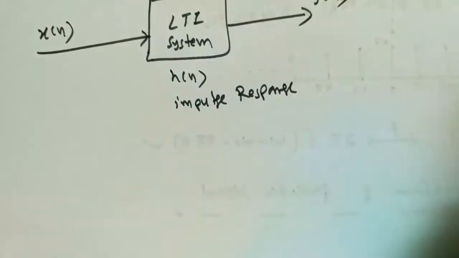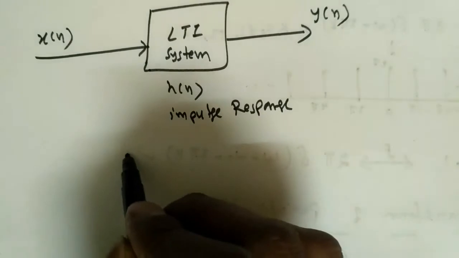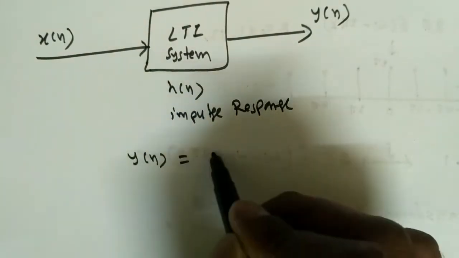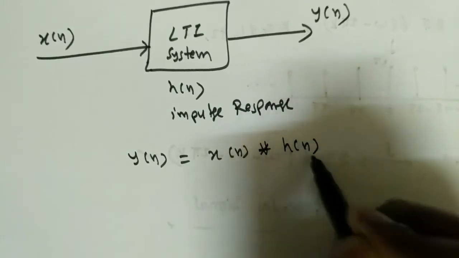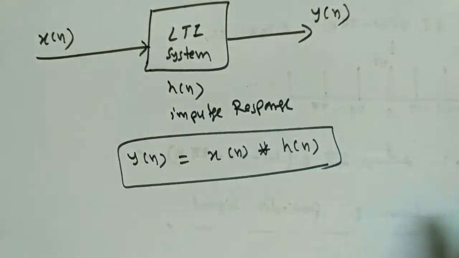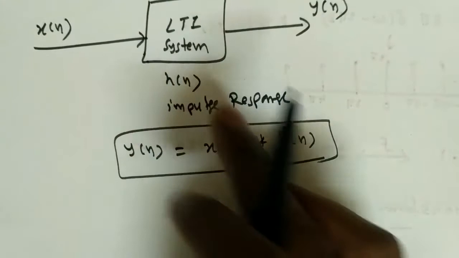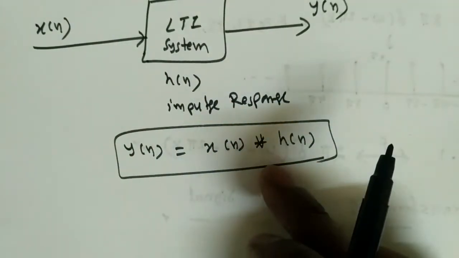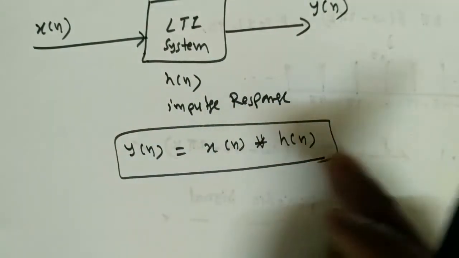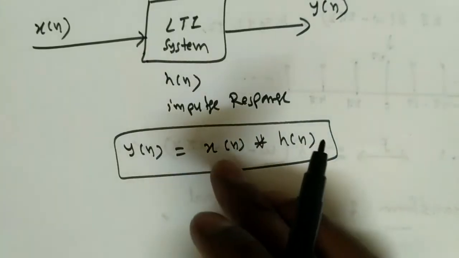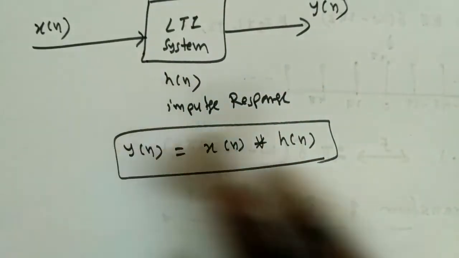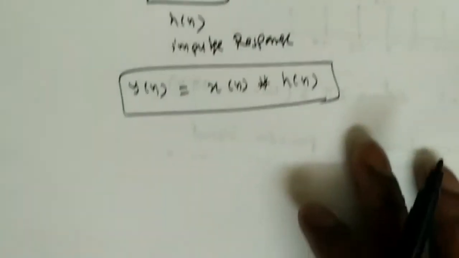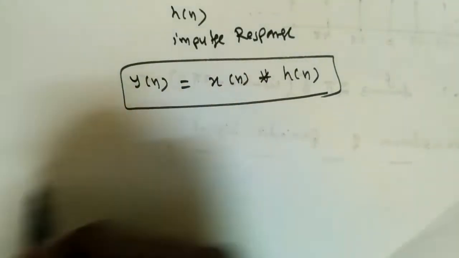How to represent it in equation form? The y of n, the output response, is equal to the convolution between the input x of n and the system response h of n. If I know x of n and h of n, by doing the convolution we can find y of n, but it's a lengthy procedure. If x of n is more complex, it is difficult to find the output response. That's why I will take the help of the Fourier transform.